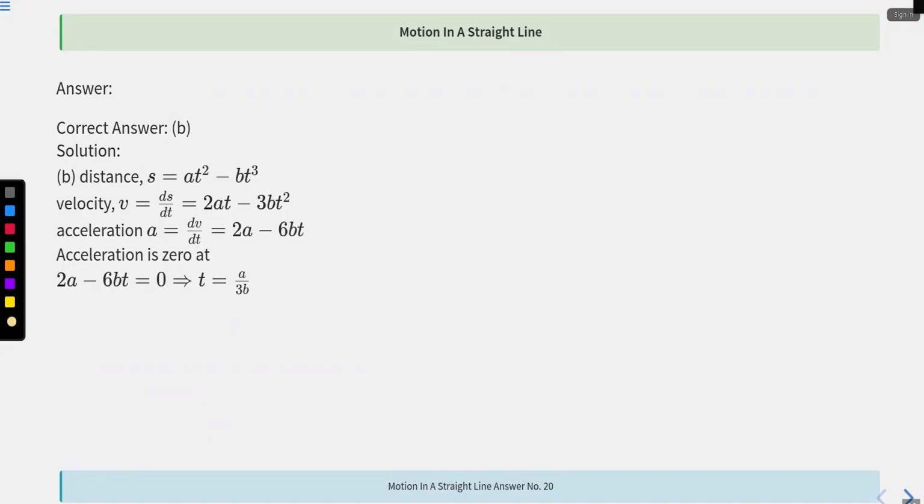You get 2a minus 6bt, correct? So 2a minus 6bt is equal to 0. They are saying acceleration will be 0 at what time? Time will be a by 3b. Okay? A by 3b. Correct?